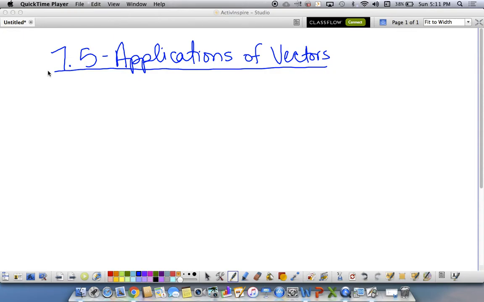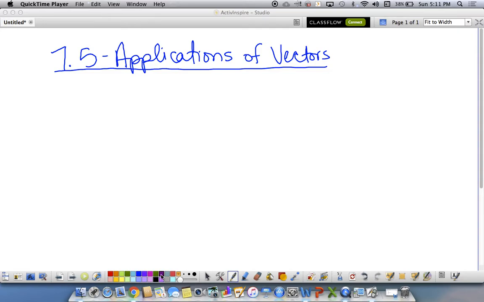Right, hey guys, we're going to move on. Section 7.5, the last section in this chapter that we are going to cover, is applications of vectors. So all the things that we've learned about vectors, we're going to apply them to real life problems. Okay, so we're going to begin with some terminology.